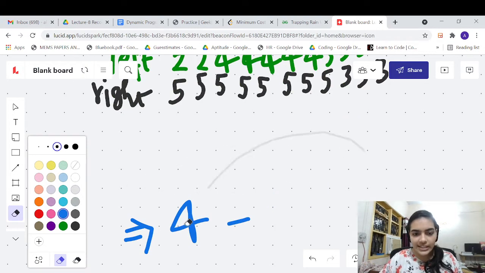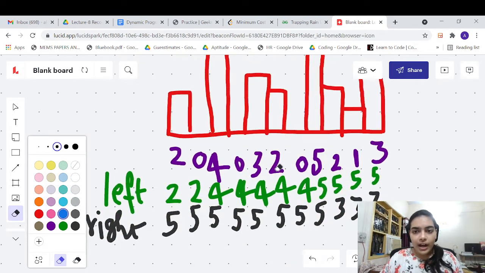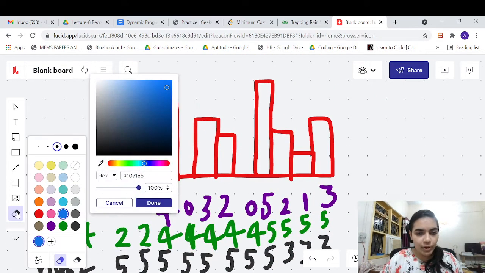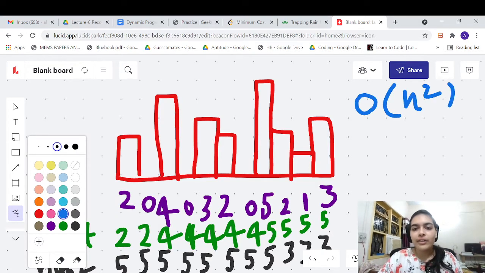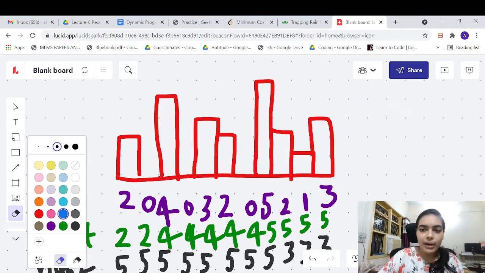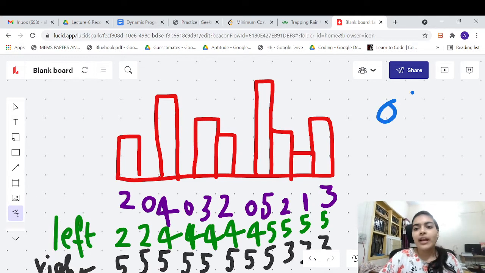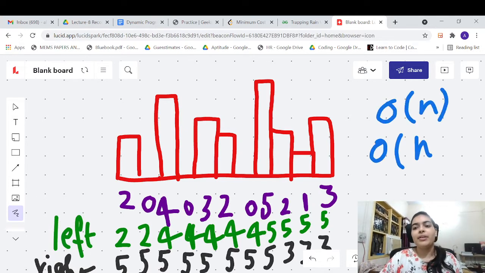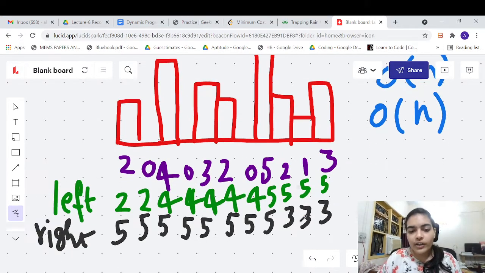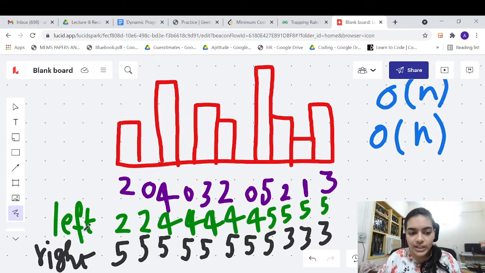Okay, let me just erase this thing here. But now what has happened? We have brought the time complexity down from O(n^2) to O(n). But now the problem is that you are also using additional space. In the previous approach you were not using space. Here you have optimized the time complexity but you are using O(n) space because you are building the left and right array, and that is going to use extra space.